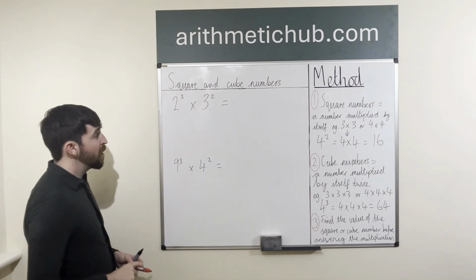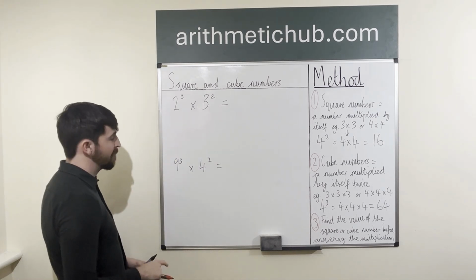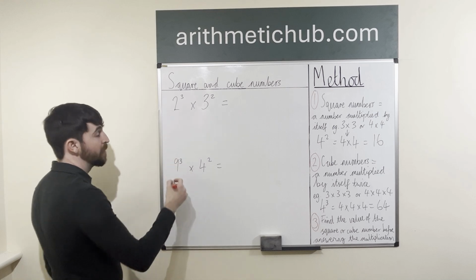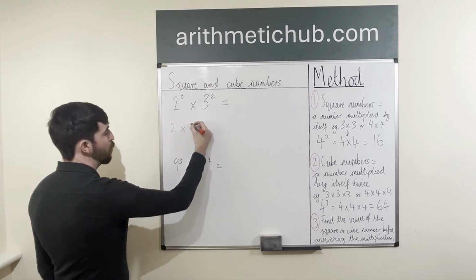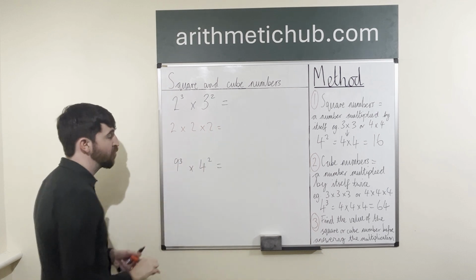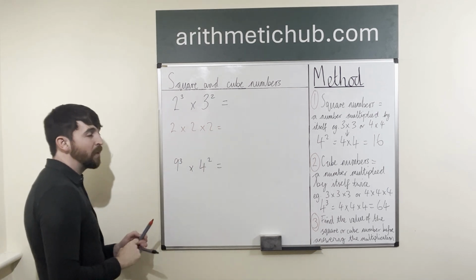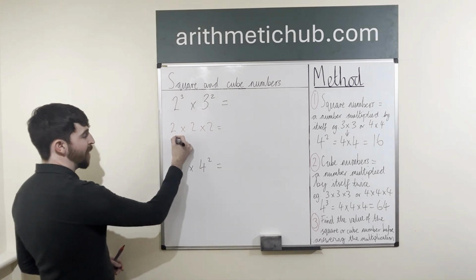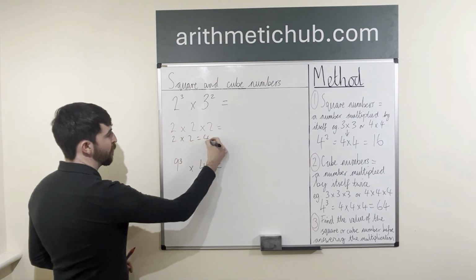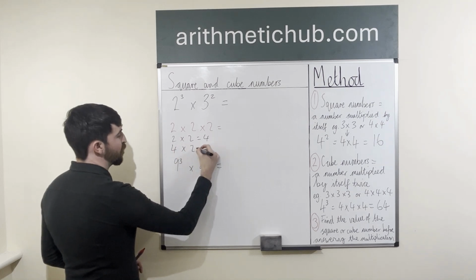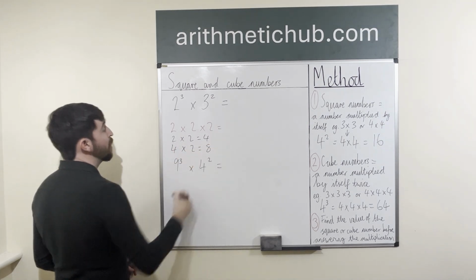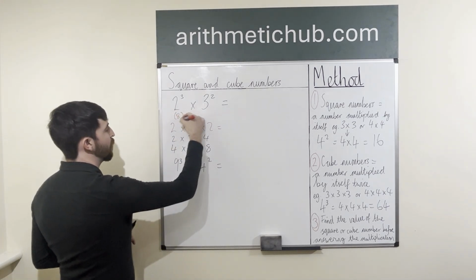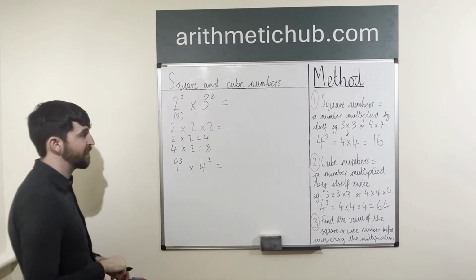So, first one, 2 cubed multiplied by 3 squared. 2 cubed is the same as 2 times 2 times 2, isn't it? 2 times 2 times 2 is going to be 2 cubed. So, let's have a look. When we multiply something 3 times, what we would do is we'd say, right, 2 times 2 equals 4, 4 times 2 equals 8. So 2 cubed is going to give us 8. I'm going to write that underneath there like that so I can remind myself of what it is.